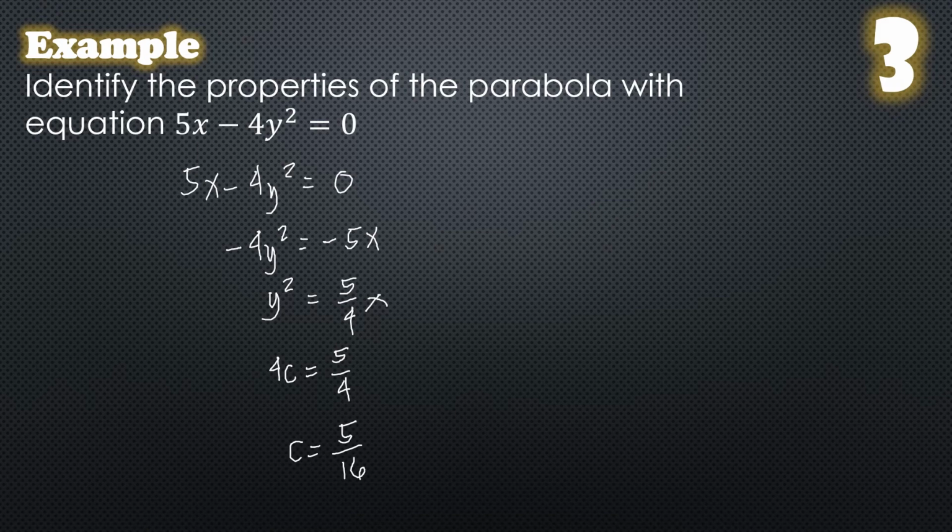Let us have the properties of the parabola. So we have the parabola opening to the right, because the parabola is of the form y squared is equal to 4cx. And then the vertex is at the origin.